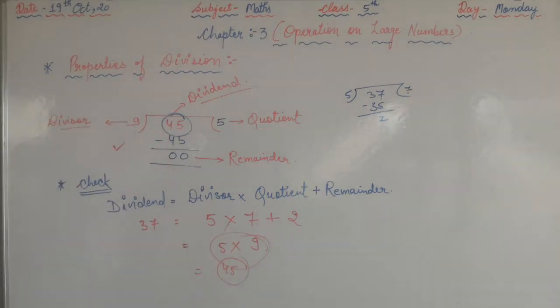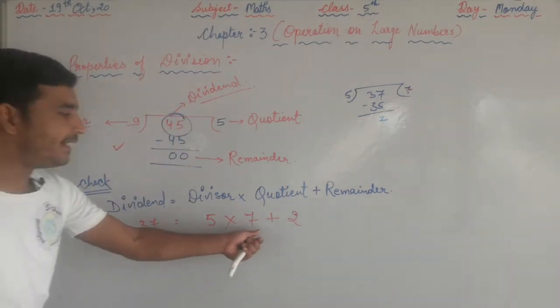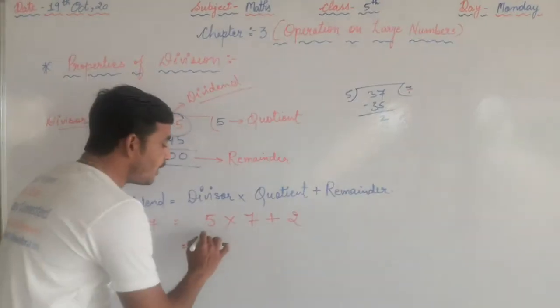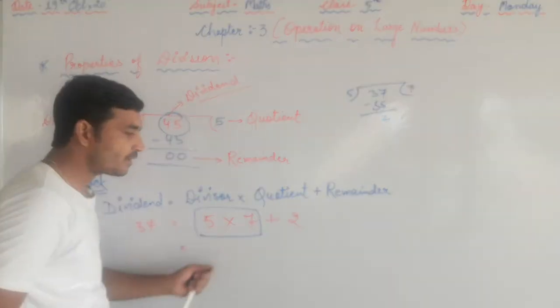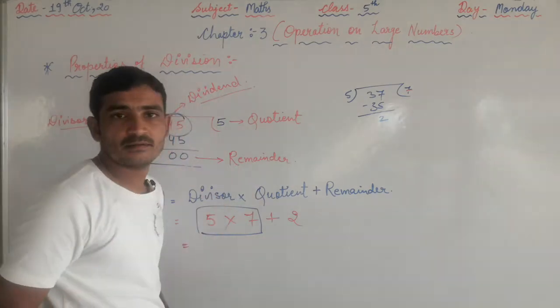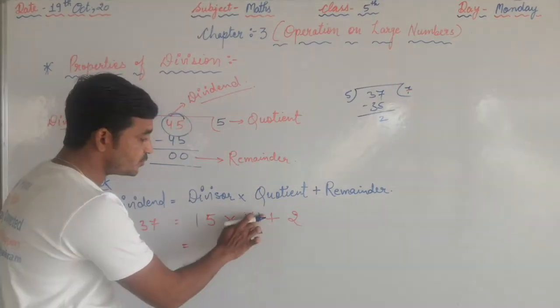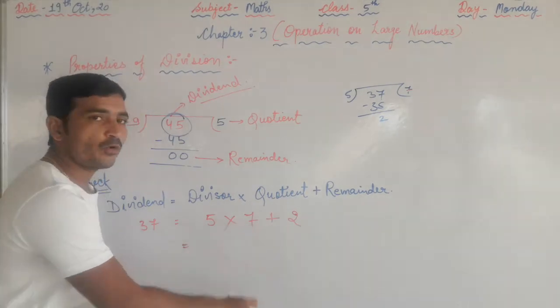Okay, so what you have to do? If two signs are there, multiplication and addition, first what you have to do? You have to multiply first. Then whatever result you got, in that result you have to add the number. First you are not going to add the number. First you multiply according to the BODMAS rule.